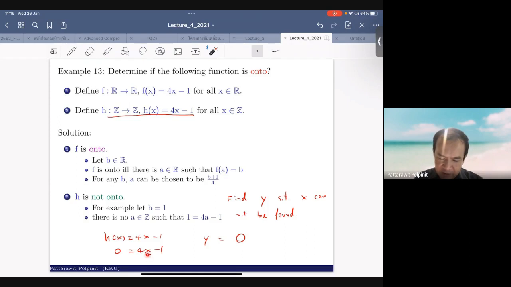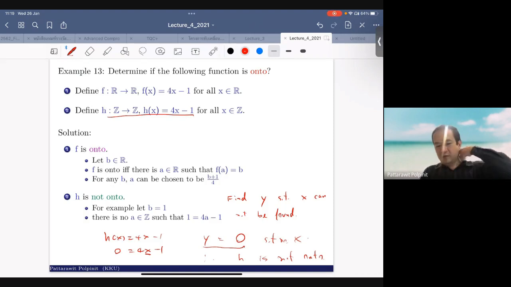If x is 0, you get -1. Sorry, x is 1, you get 3. If x is -1, you get -5. Right? So no 0, right? This means that you can find the value of y such that x cannot be found. No x. So this h is not onto.